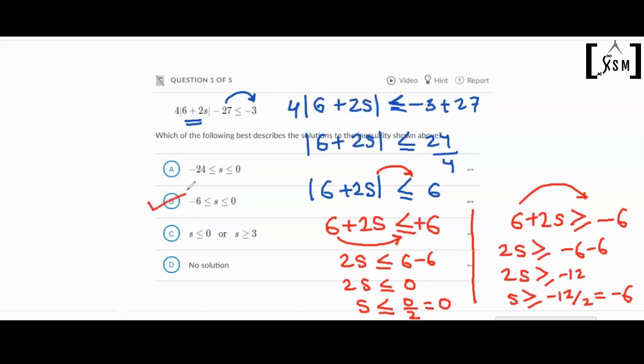So let me repeat again the concept. When we remove absolute value, the other side becomes plus minus. For the plus, inequality remains the same, and for the minus, the inequality changes its direction. Hope it makes sense.